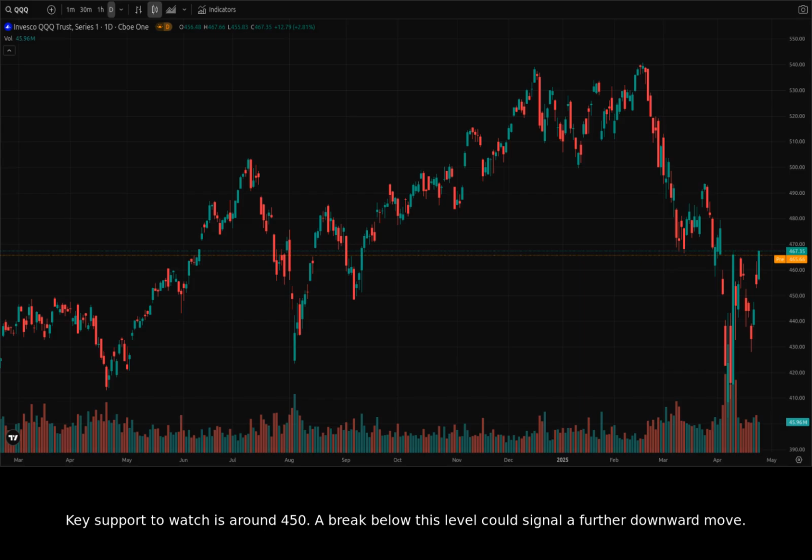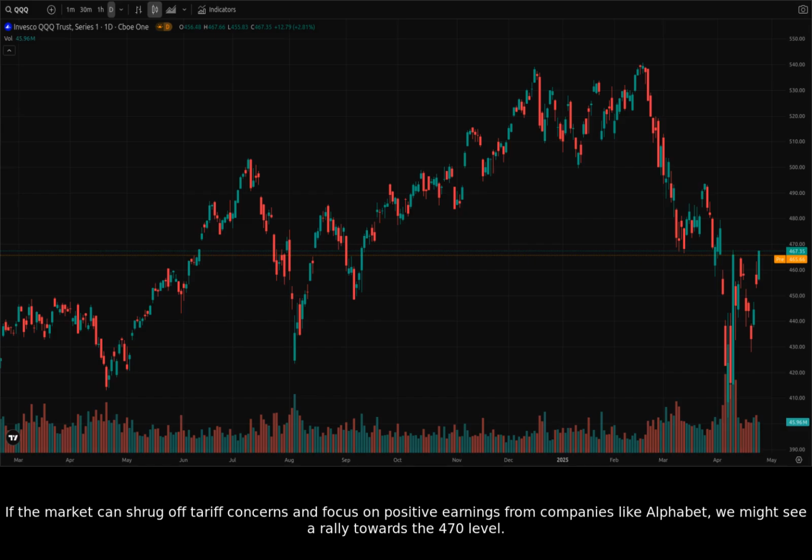Key support to watch is around 450. A break below this level could signal a further downward move. If the market can shrug off tariff concerns and focus on positive earnings from companies like Alphabet, we might see a rally towards the 470 level.